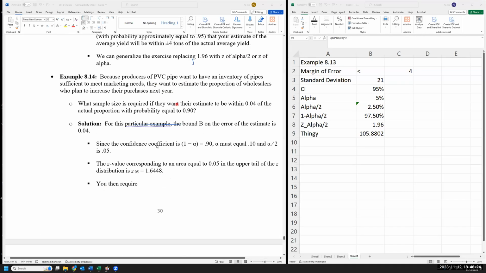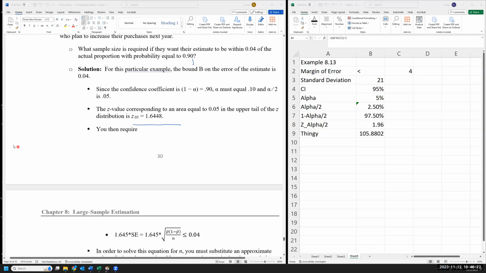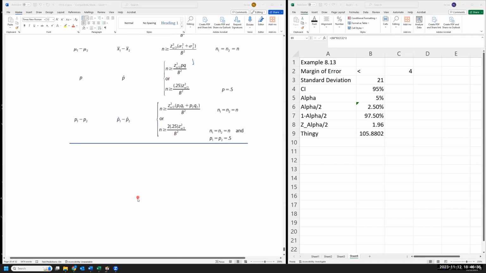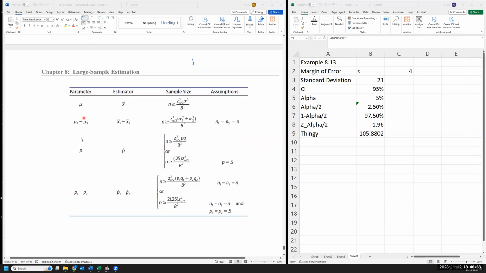And there's another one here for you guys to do. I advise you to practice again. And we're done. At the end, I have a summary of the parameters: mu, the difference in two population means, proportion, the difference in two population proportions, the point estimator, sample sizes, and the assumptions that you need.